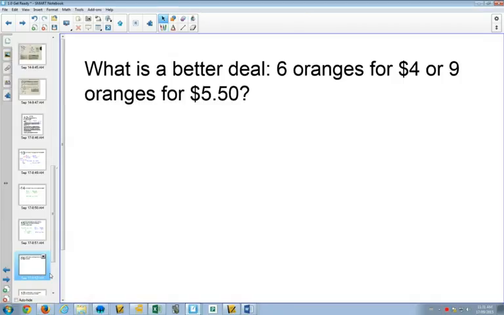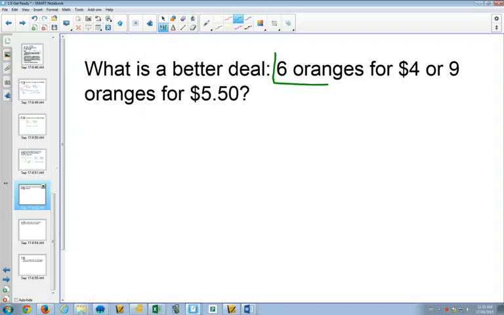Which is a better deal? Buying 6 oranges for $4, or 9 oranges for $5.50? Again, I'm going to use different colors to organize things. I'm going to do the 6 oranges for $4 here in green.